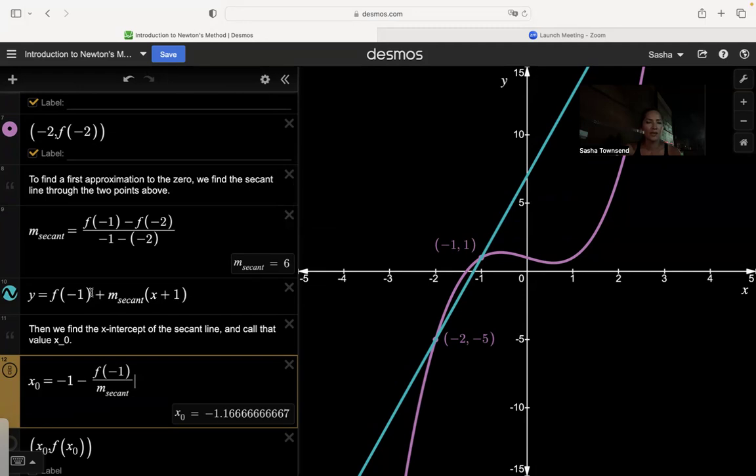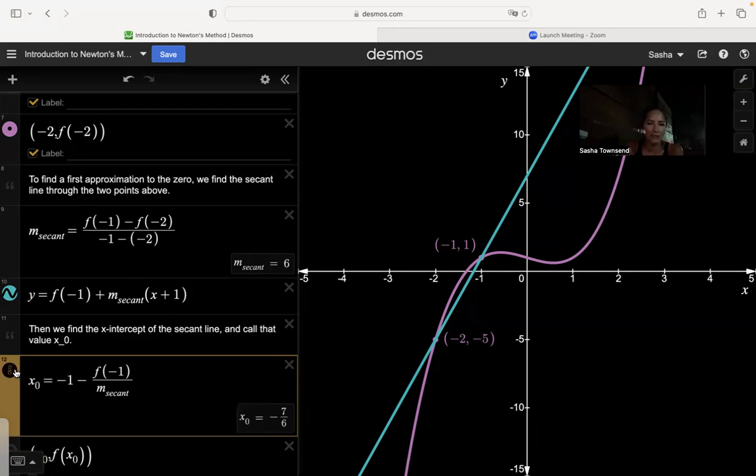In order to do that, I would subtract f of -1 from both sides. I would divide by the slope of the secant. So I'd end up with this. And then to get the x by itself, I would subtract 1 from both sides as well. So I'll have -1 minus this function value divided by the slope of the secant. And that's going to be our first guess. So we're going to call that x sub 0. And that is approximately -1.1667. It's -7 divided by 6.